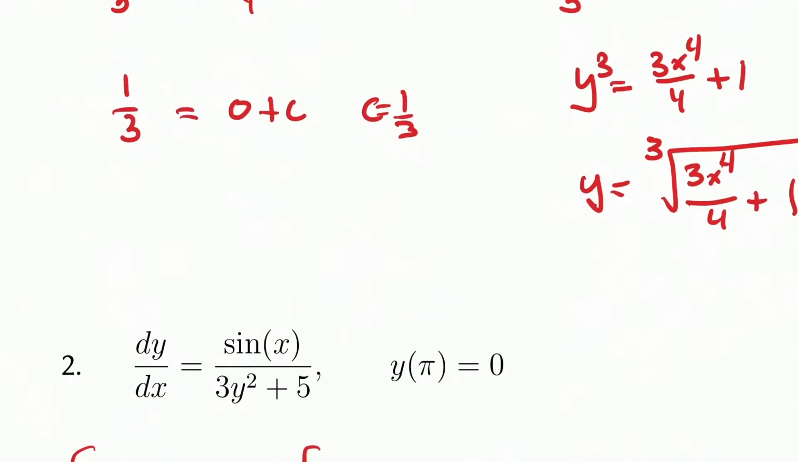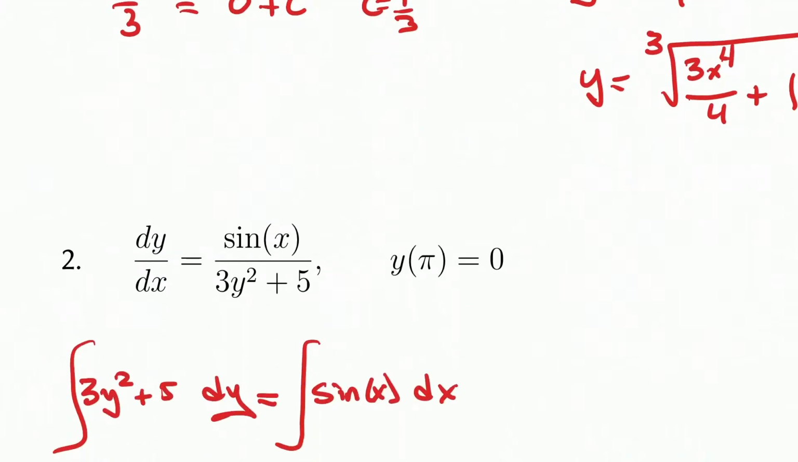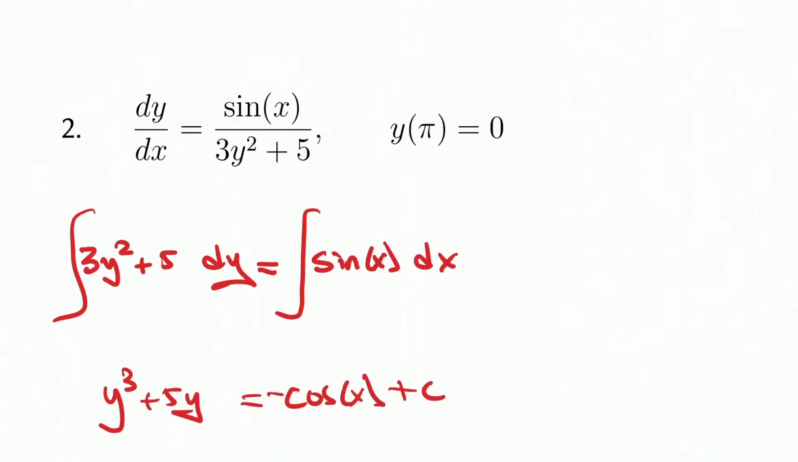But anyway, getting back to this. Now this one, separate the variables again. Nice boring separation because that's a polynomial on the left-hand side. Sine of x, everyone knows how to deal with that. That's just going to be negative cosine. So this ends up being y cubed plus 5y on the left, negative cosine of x on the right. Throw a c in there.